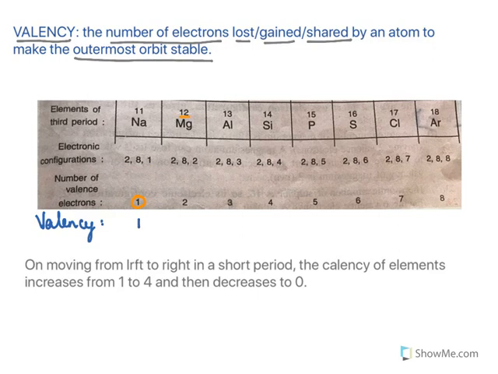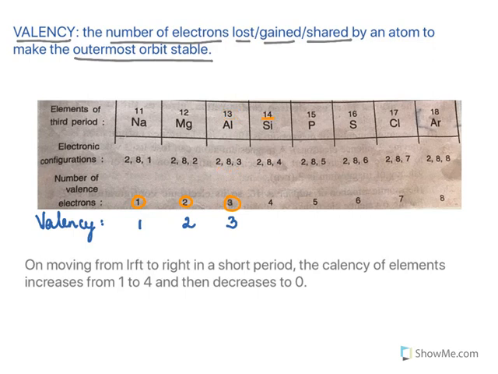Next, magnesium 12. Electronic configuration 2, 8, 2. Outermost electrons are 2. So magnesium will lose 2 to become stable. So now it has increased, the valency is now 2. Magnesium valency 2. Let's get on to aluminium. Aluminium atomic number 13, 2, 8, 3. So valence electrons 3, valency will be 3 because it will lose 3 electrons.